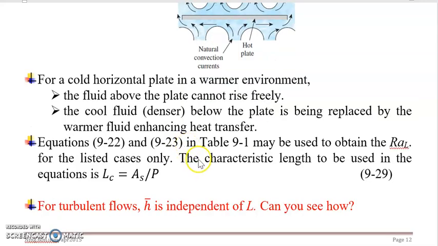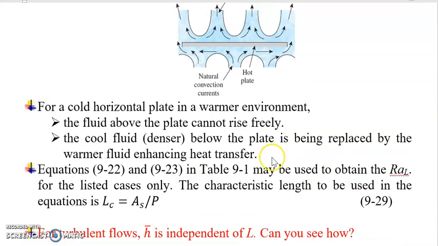Equations 9.22, 9.23 may be used to obtain the Rayleigh number for the listed cases only. Look at Table 9.1. The characteristic length to be used in the equations is just the surface area divided by the perimeter. Now, those are for laminar flow natural convection. For Rayleigh number larger than 10 to the power of 9, turbulence, the average heat transfer coefficient is independent of L. Can you see how?